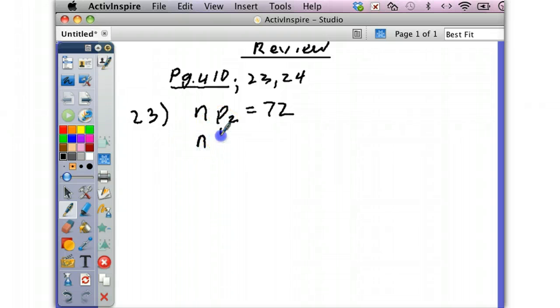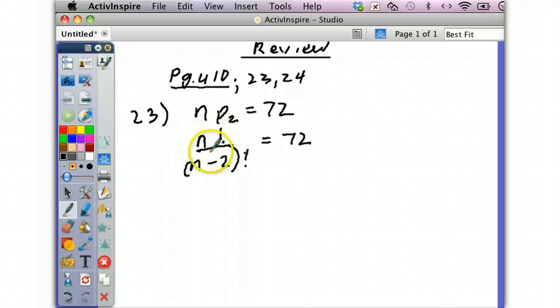It's going to be n factorial over, who can tell me over what? n minus p. Excellent. n minus 2 factorial. Write it down. You just told me, n minus 2 factorial. That is 72. That's all this means. nP2, if this were 7P2, it would be 7 factorial over 7 minus 2 factorial.